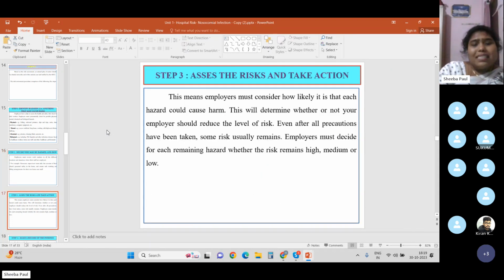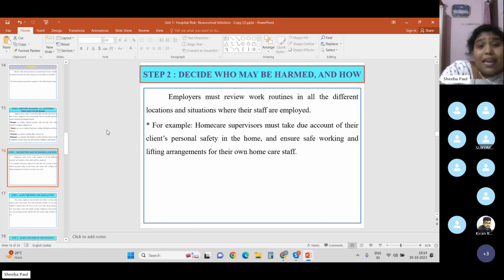So decide who may be harmed and how talks about employers must review work routines in all the different locations and situations where their staff are employed. For example, home care supervisors must take due account of their client's personal safety in the home and ensure safe working and lifting arrangements for their own home care staff. So employers who have busy scheduled routines or work in different areas, they have to make sure that they know about everything and they know about what are the safety measures they have to take. They have to know what risks the patient will have, and priorly they have to do all the arrangements that can help them to prevent risk for them as well as for the patients.